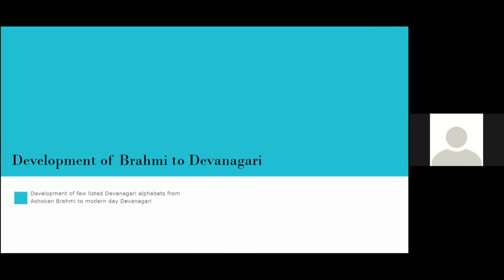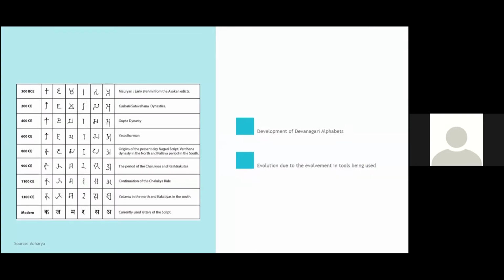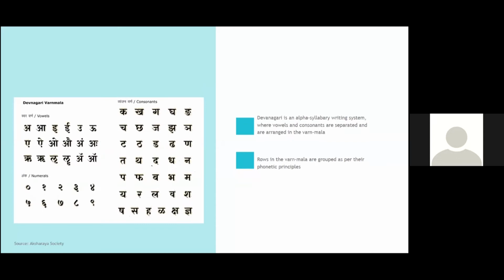So next I'm going forward with the development of Brahmi to the Devanagari script. Table here shows the development of few listed Devanagari alphabets from early Brahmi we saw on the Ashokan edicts to the modern day Devanagari we use today. Later in the presentation, we'll try to examine this development focusing on a single alphabet. For now, let us just have a quick glance at Devanagari lettering in the Devanagari script.